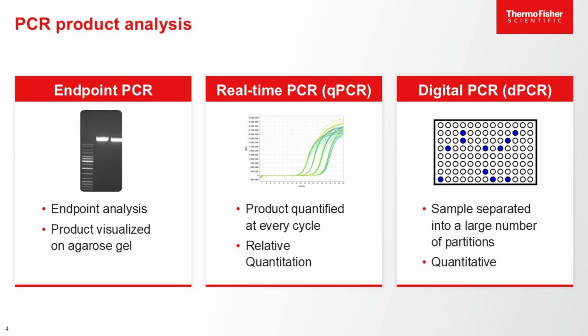If there is a need to quantify the amount of initial DNA, quantitative PCR can be an option. In qPCR, the product is quantified at every cycle. In digital PCR, the sample is separated into many individual partitions and target DNA molecules are directly quantified. This method ensures excellent sensitivity and accuracy.